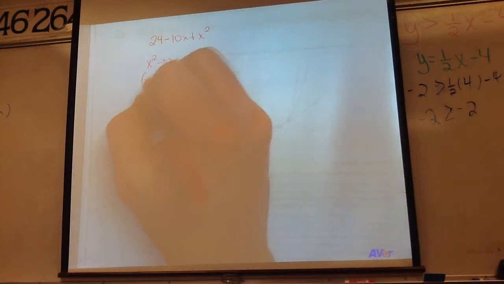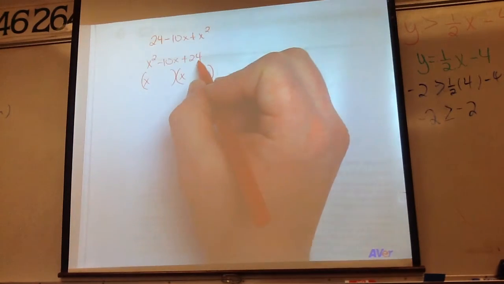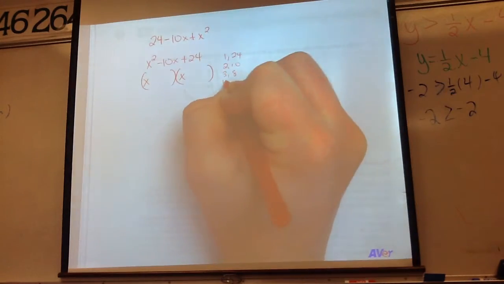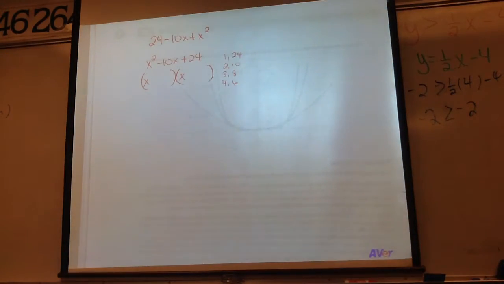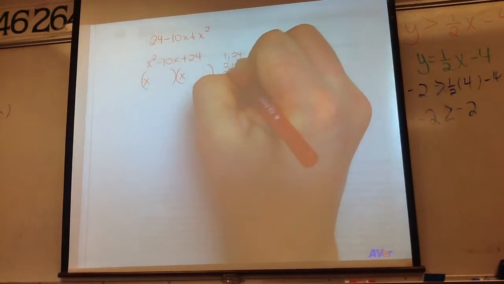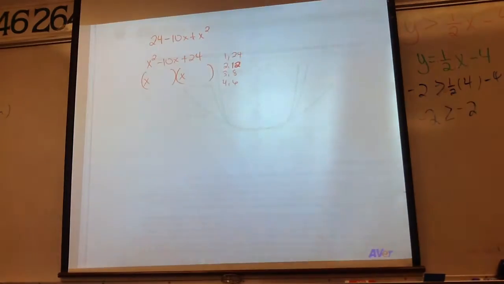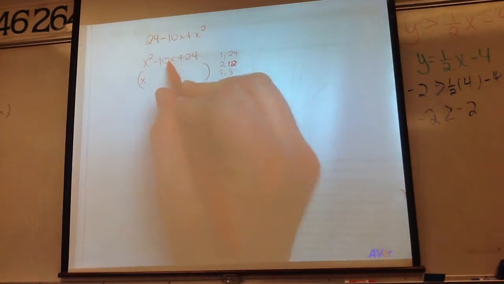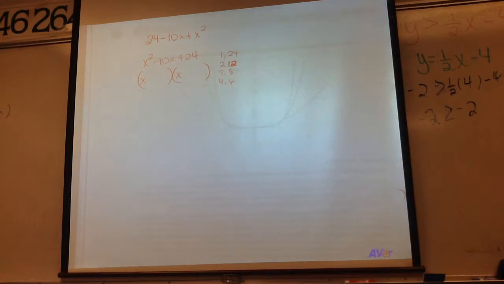So then you would just be like, x and x. What multiplies to 24? Let's see, 1 and 24, 2 and 12, 3 and 8, 4 and 6. I know 2 and 12 make 10. It's either 12 and 2 or 4 and 6. I can make 10 with either one.